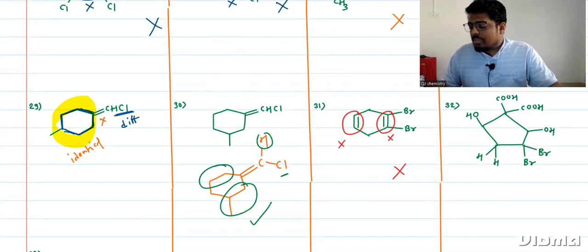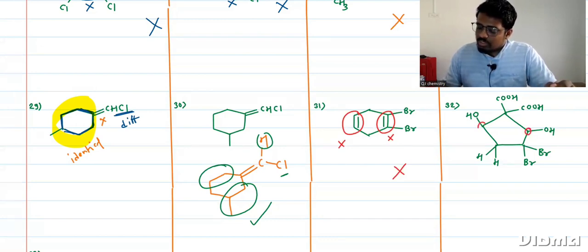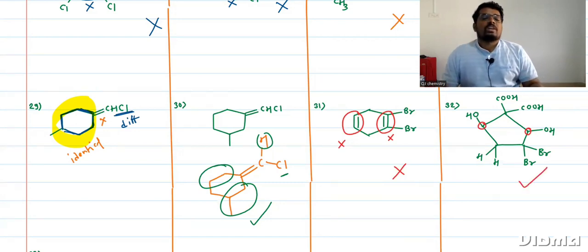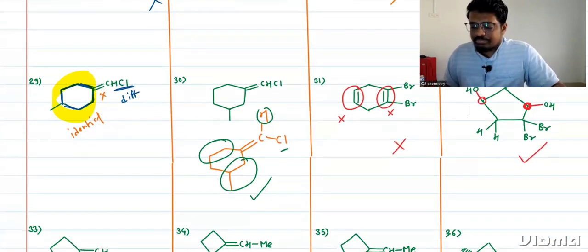In example 32, we have to check at least two sp3 carbons containing different groups. So this carbon is sp3, and we have two sp3 carbons. So yes, geometrical isomerism is possible. At least two sp3 carbons, we have these two sp3 carbons, with an OH group attached and hydrogen, right? Yes, so geometrical isomerism is possible.